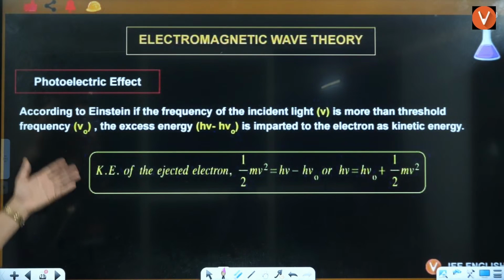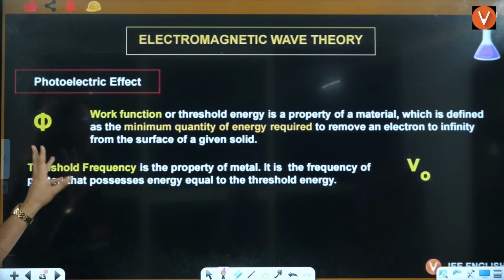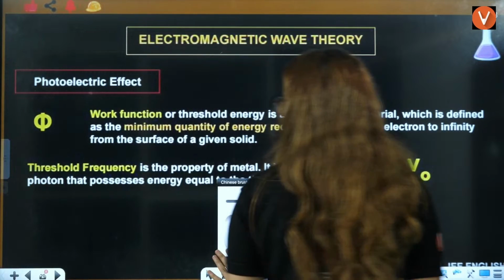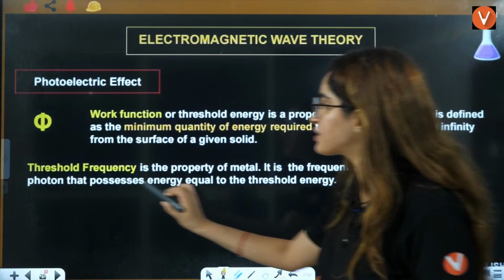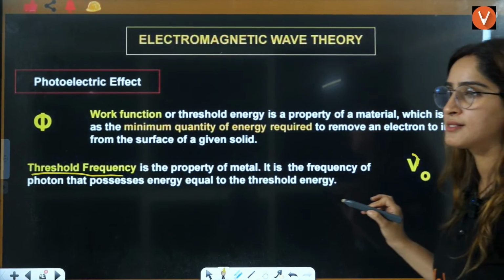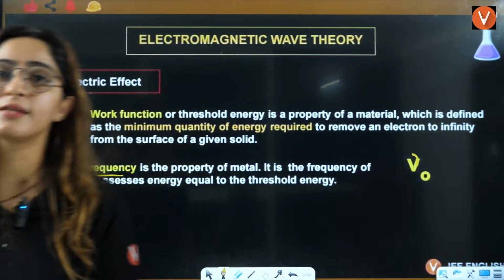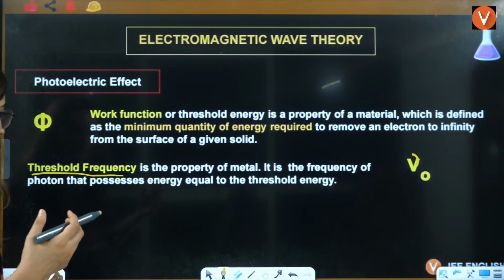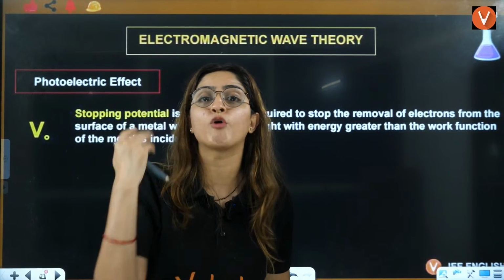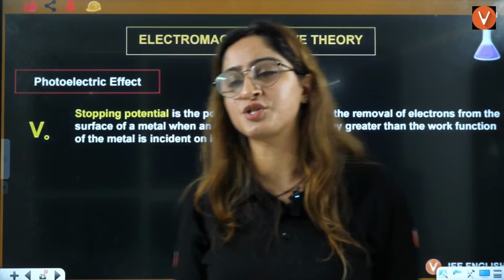Now we'll talk about the same thing that I talked about. What this work function is, we have also talked about. Now, what is threshold frequency? This mu naught is the threshold frequency, the frequency of the electron. That means how much frequency is required to take out the electron. The minimum frequency that is required.